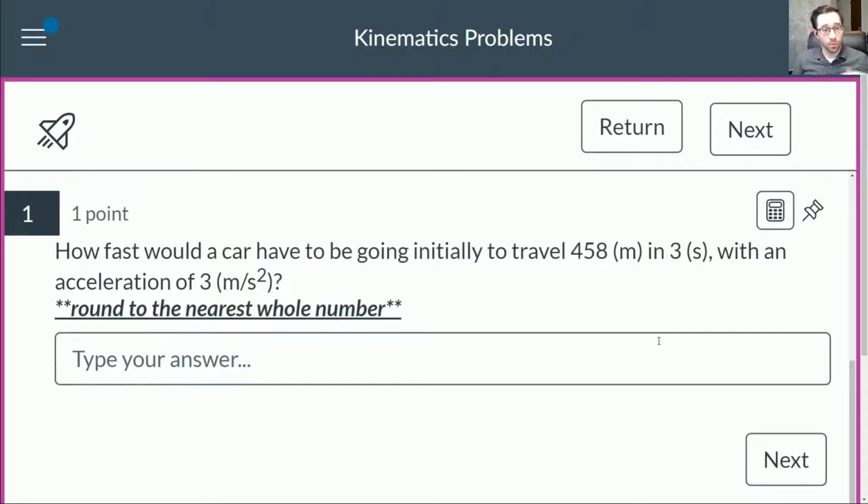So what is the find? What are we asked to find? Anybody want to unmute and let me know? What is it asking us to find? Yes, it is asking us to find v sub I, or the initial velocity.